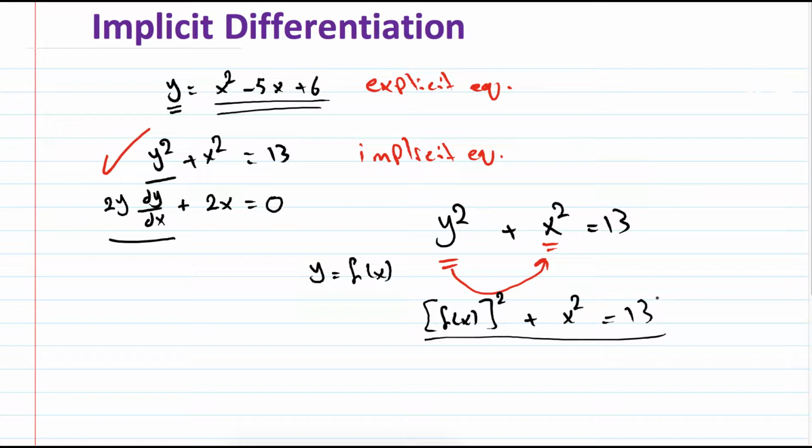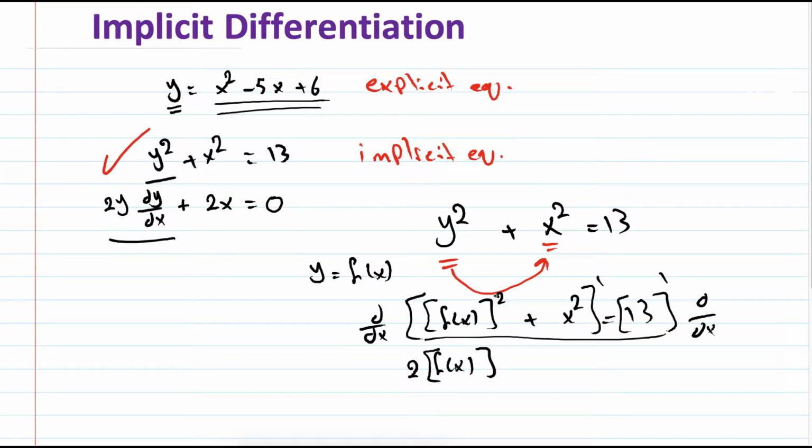Okay, so I'll take the derivative of this side and I'll take the derivative of this side. Basically, d/dx of this side and d/dx of this side. d/dx of f(x) raised to a power of 2: you bring the power down, multiplied by whatever you have, f(x), and then you take 1 away from the power.